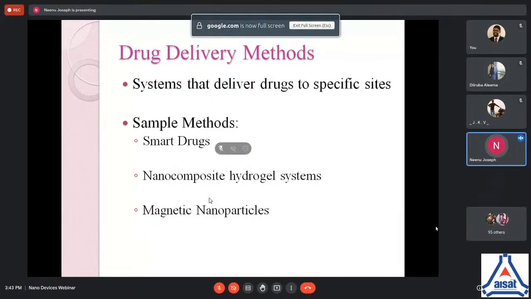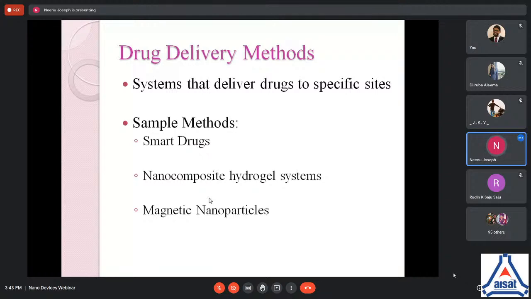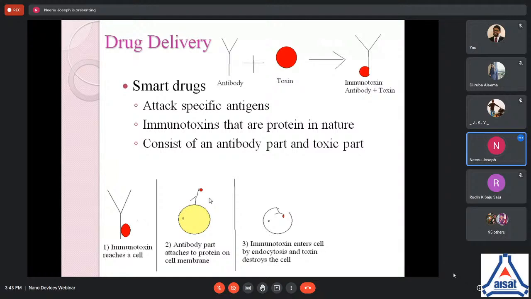Drug delivery methods: systems that deliver drugs to specific sites. Sample methods used are smart drugs, nanocomposite hydrogel systems, and magnetic nanoparticles. Details on drug delivery. Smart drugs attack specific antigens. Immunotoxins that are protein in nature consist of an antibody part and a toxic part.